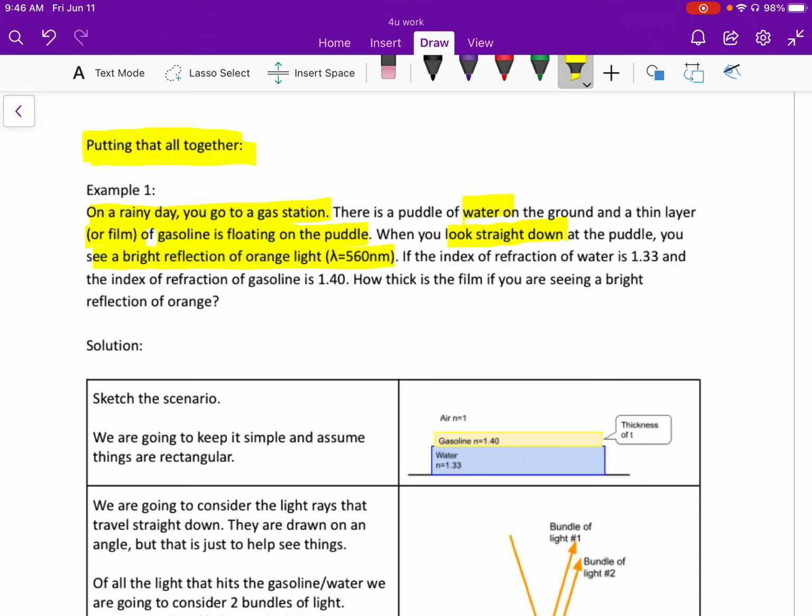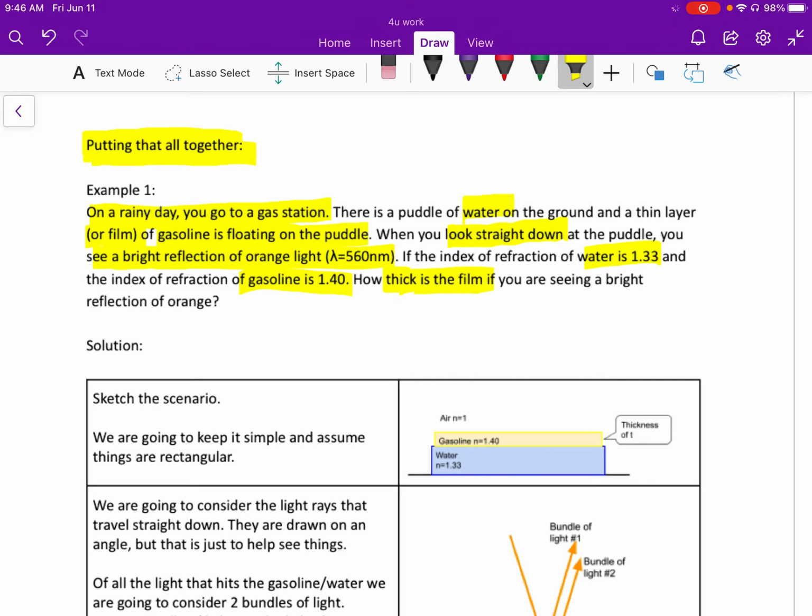If I tell you that the index of refraction of water is 1.33 and the index of refraction of gasoline is 1.4, with thin film interference, we can figure out how thick that layer of gas has to be so that you see that bright reflection of orange. So this is how a question will be worded. I can't even really make them any harder.